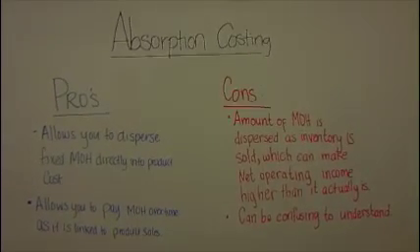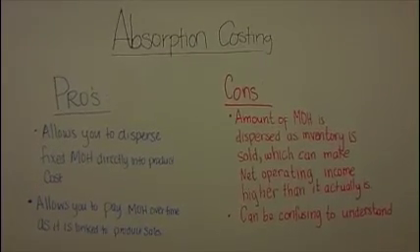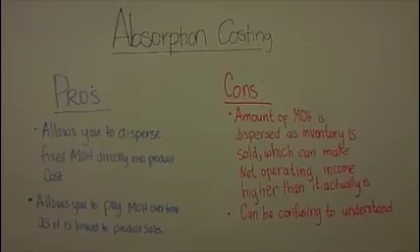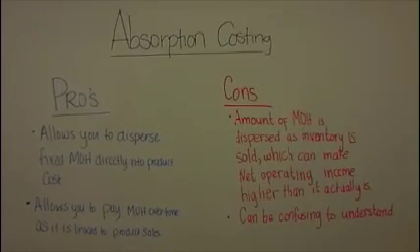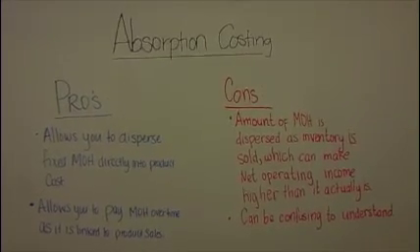Some of the downsides are that the amount of manufacturing overhead is dispersed as inventory is sold, which can make net operating income look higher than it actually is. Also, it can be confusing to understand for managers if they do not have an accurate portrayal of sales.